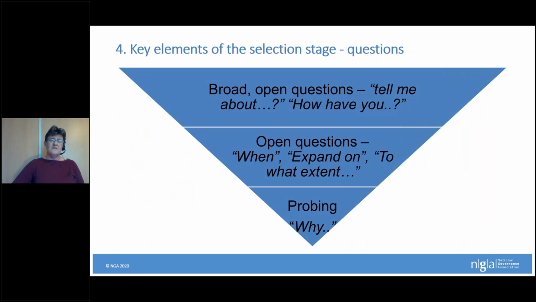When we talk about the actual interview, we start to think about those questions. I've always said all your questions should link back to the selection criteria that you listed in your person specification. When we start, we open up with really broad, open questions: tell me about, how have you? And we narrow that down to: expand on, to what extent? And then if we need to go deeper and understand where candidates are developing their knowledge or where they need to express evidence, and we want to be really clear of their competence, we might then start asking some more probing questions. Why do you think that was?